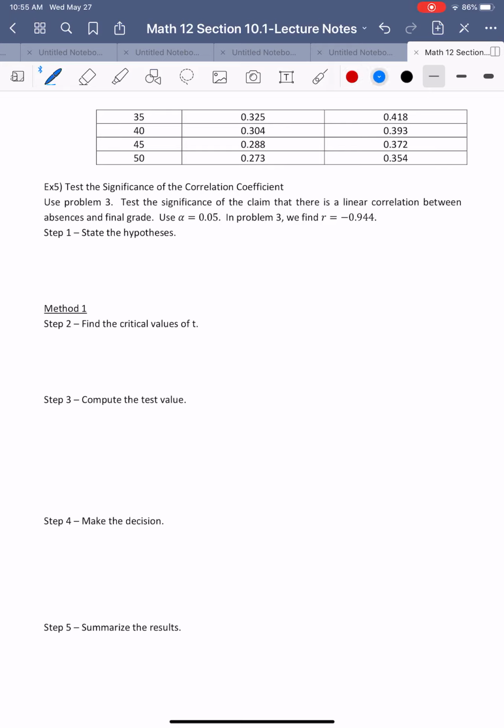The hypothesis H0 is rho equal to 0, and H1 is rho not equal to 0. So we're going to use a two-tail test. Then method 2, find the critical value for t. The degrees of freedom is 7 minus 2, which is 5.